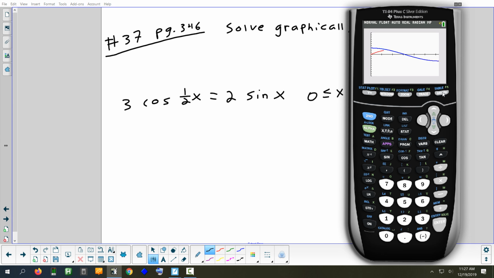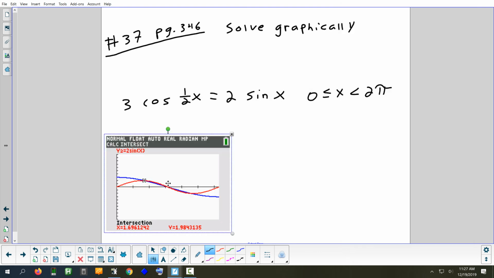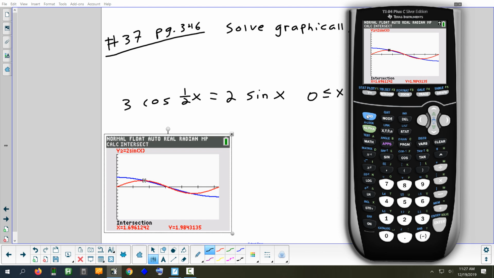Okay, so look at it carefully. How many times do those graphs cross? 3 times. Yep, they cross 3 times. So, second, calc, intersect. This is where moving your cursor closer to the one you want is important. So I'm going to start with the one that's right about there. And I get that one. Next, I'm going to do the middle one. And I'm going to move my cursor closer to the middle.